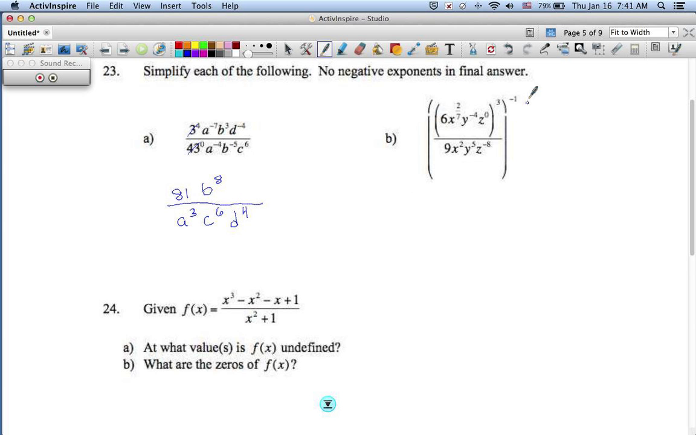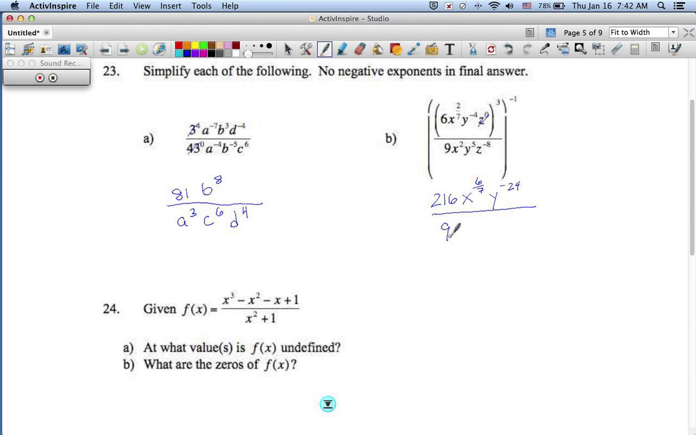Part B, okay. I'm going to work from the inside out, I think, here. Z to the 0, that's 1, gone. Let me bring this 3 inside. So I have 6 cubed, that's 6, 36. 36 times 6 is 180, and 36, so 216. X to the power to power we multiply, that's 6 over 7. Y to the negative 24.